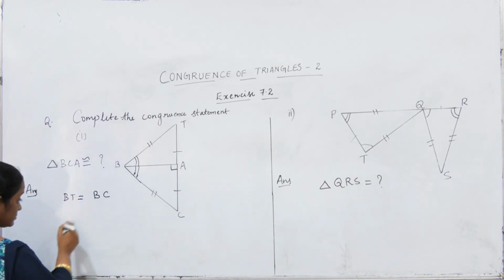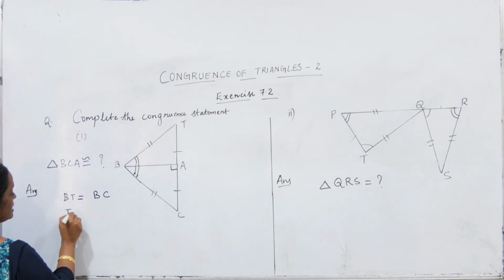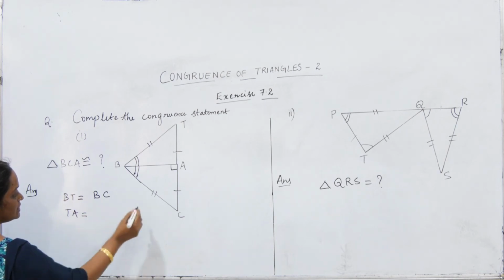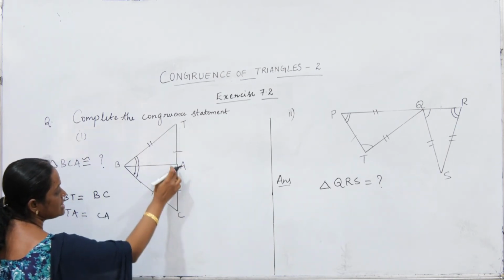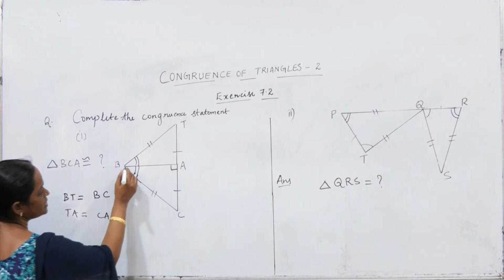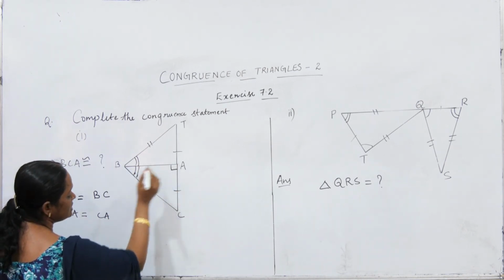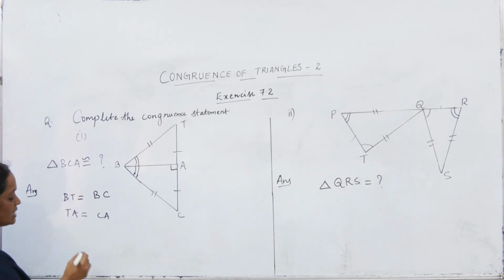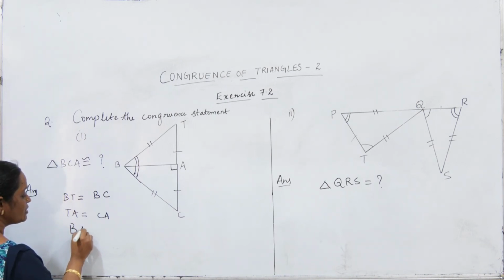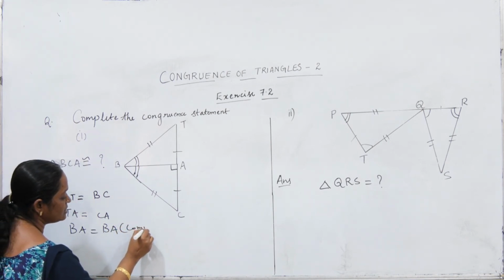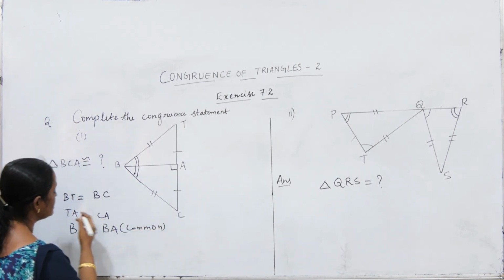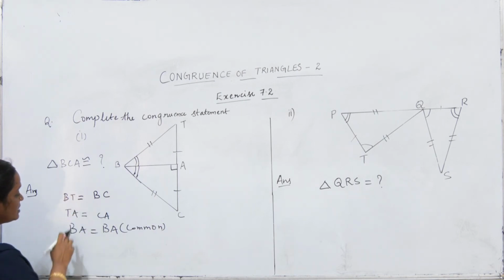Next, TA is equal to CA. TA is equal to CA, and one more side here you can see, students, BA. This side is common to both the triangles. BA is equal to BA, common. BA is common to both the triangles, and these two sides BT and BC are equal. TA and CA are equal. It is given in the question.